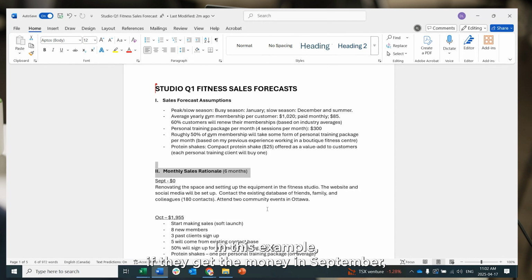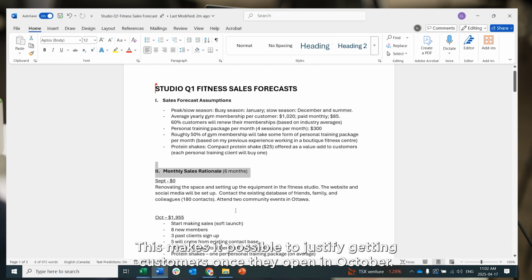In this example, if they get the money in September, they will be ordering the equipment, which could take a month to get. In addition, they need to renovate the place. Hence, they are not officially open yet, but their cash flow starts in that month regardless. From a marketing perspective, there are things they can do beforehand. This makes it possible to justify getting customers once they open in October.